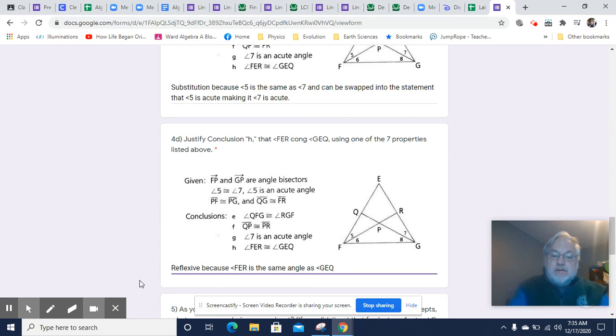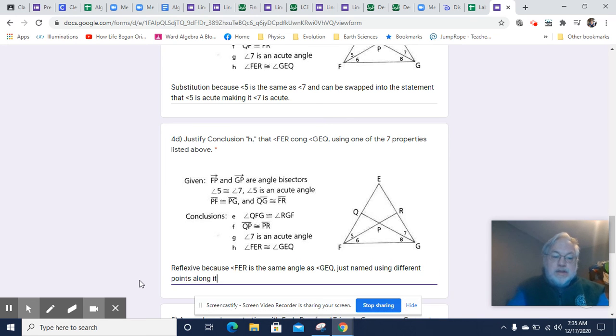Just named using different points along its rays. Okay, that's all we did. We used the same, of course, same vertex or shared endpoint for those rays. We just used different letters, different points along the rays to name it.